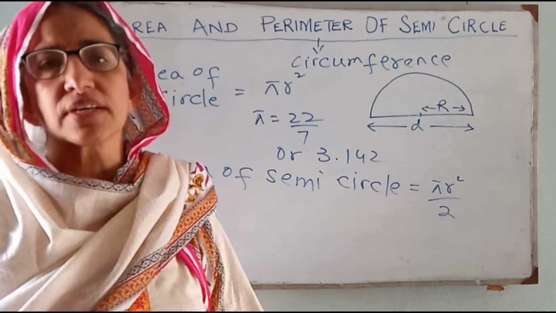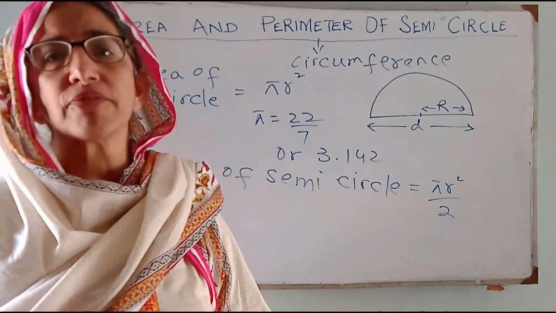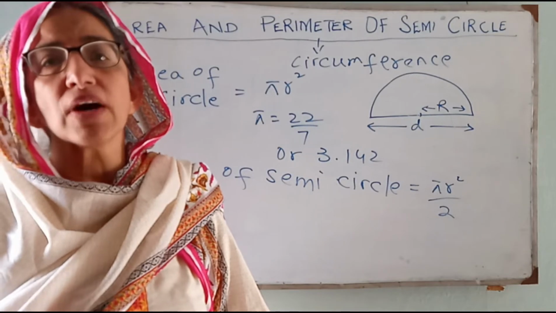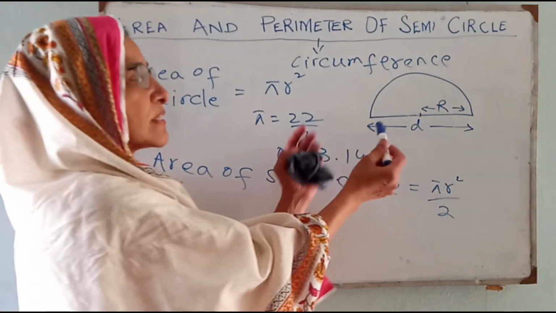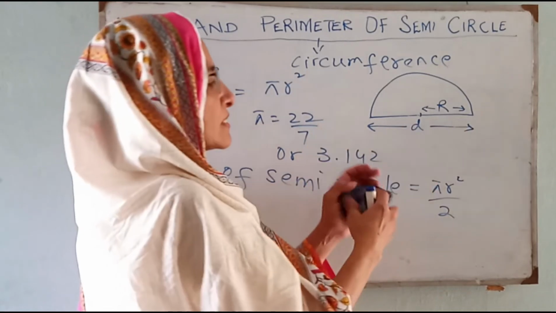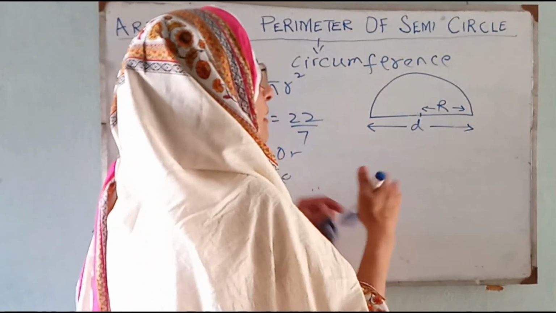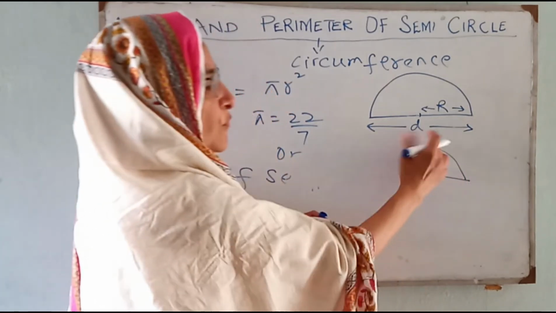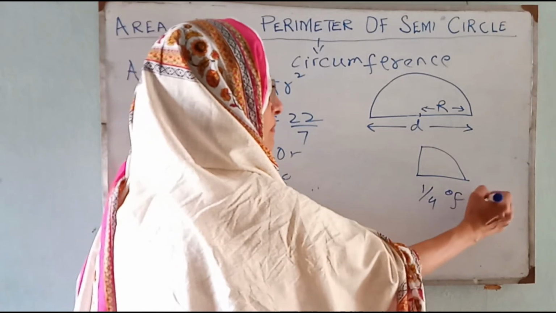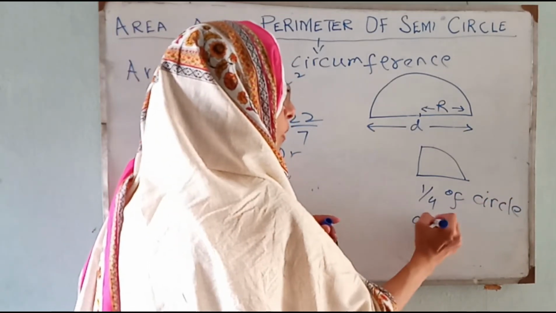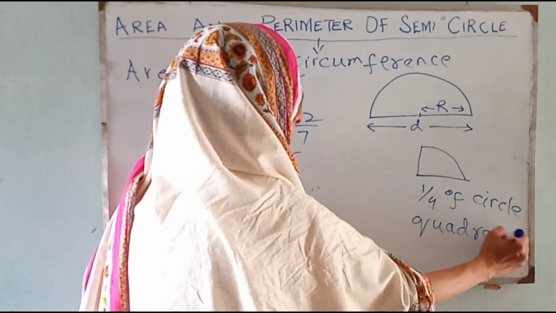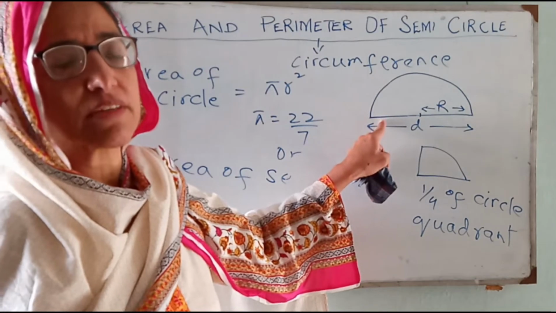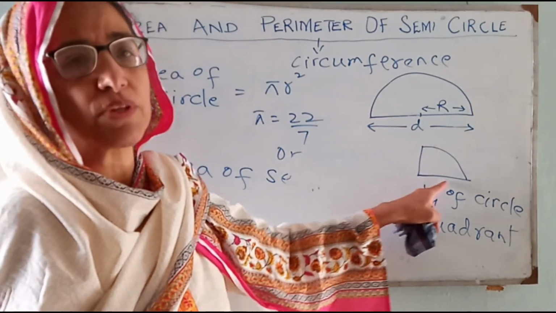As the name suggests, semicircle means half of the circle, and if we are going to talk about the quadrant, then it will be 1/4 of the circle. For the semicircle, the shape will be like this, and the shape of the quadrant will be like this. This is 1/4 of a circle, and this is called a quadrant, right?